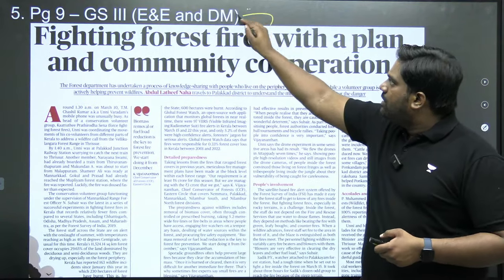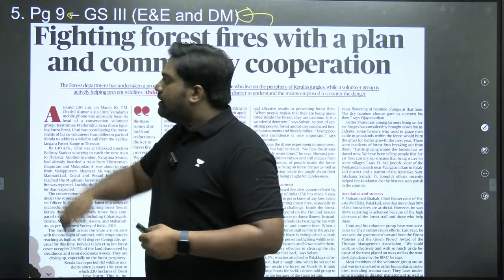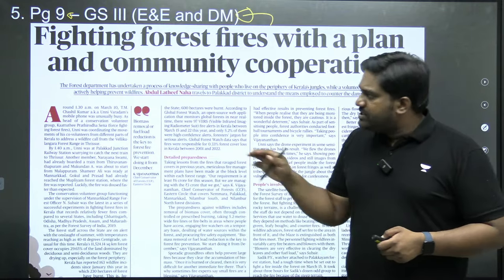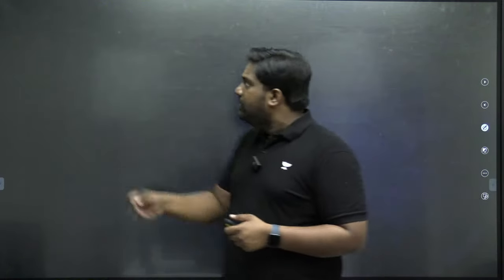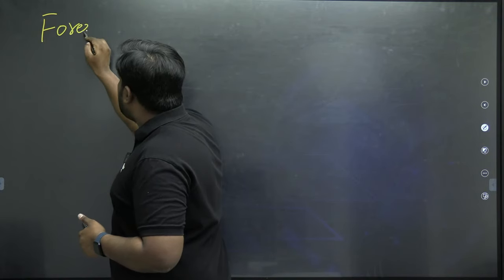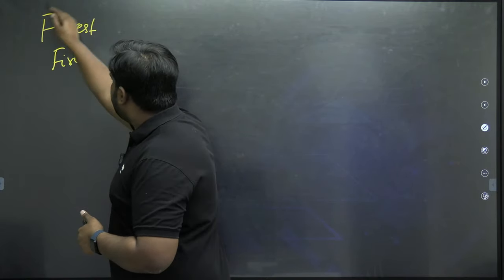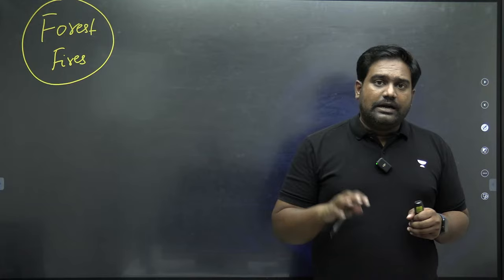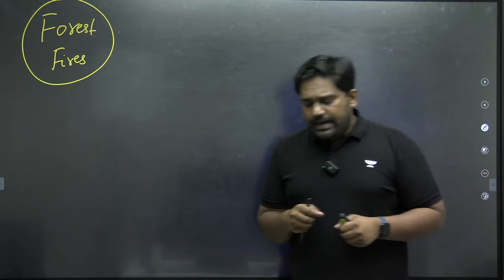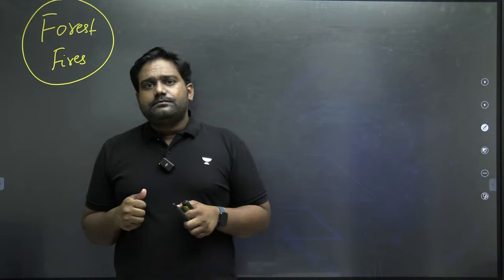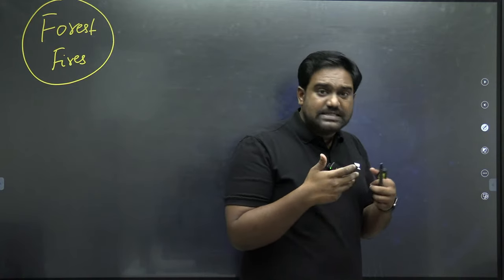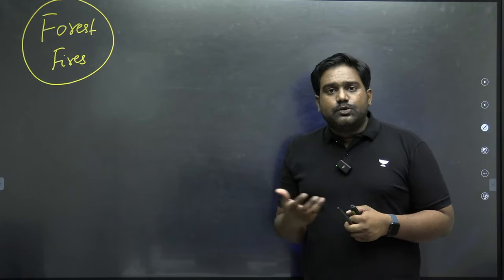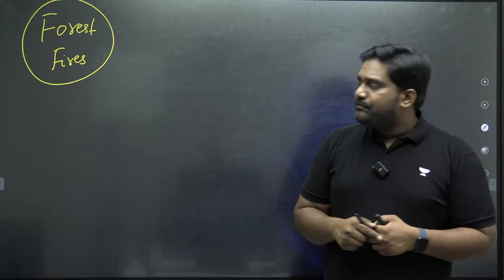Now, moving on to the next column on page number 9. This is another important article dealing with forest fires in India. It's specifically focused on forest fires in Kerala, but I think it's an opportunity to talk about forest fires in general. It's an important topic under environment and ecology and also under disaster management under GS Paper 3. So let's understand what causes a forest fire, what are the reasons behind forest fires, what is its impact, and how do you mitigate the risk associated with forest fires. That is what we need to understand.